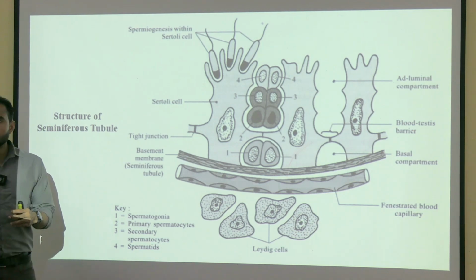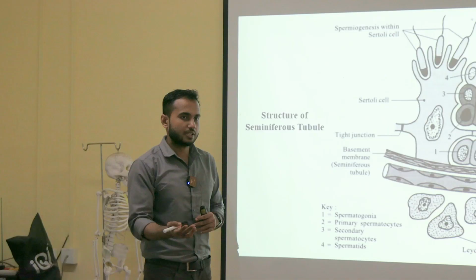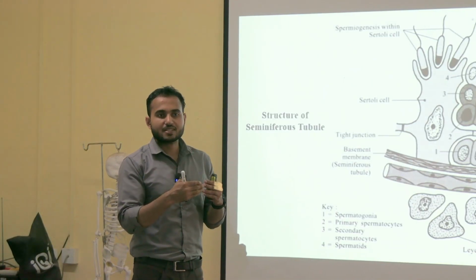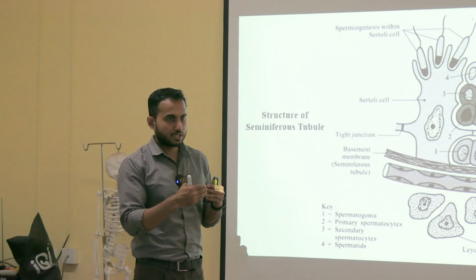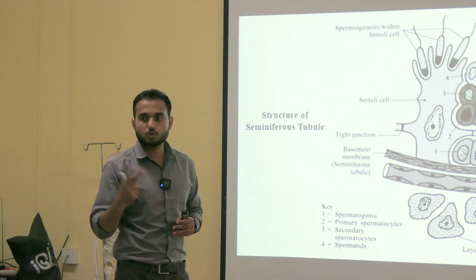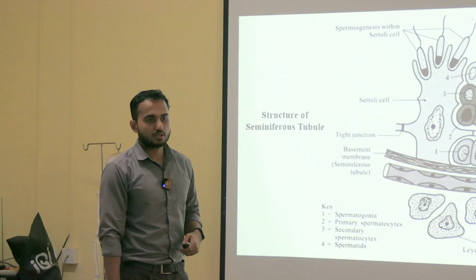Okay. Now if you go into further details, okay, not that much detail is needed. If you go to the further details, then you can notice one thing. When the junctional complexes are formed between the Sertoli cells, it is dividing the lumen of the seminiferous tubule into two compartments or two parts. See, the adluminal compartment and the basal compartment.